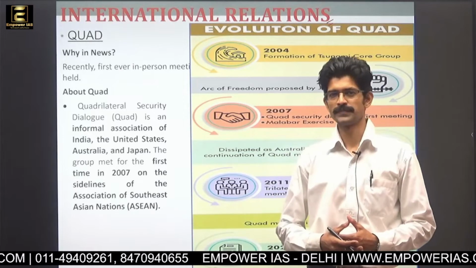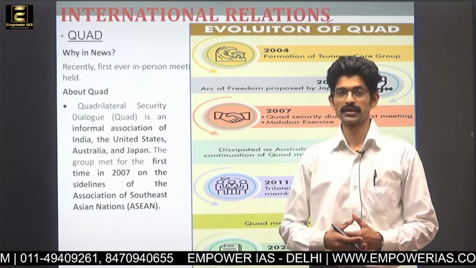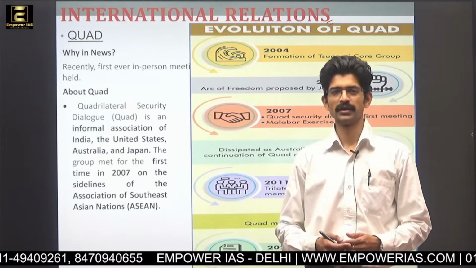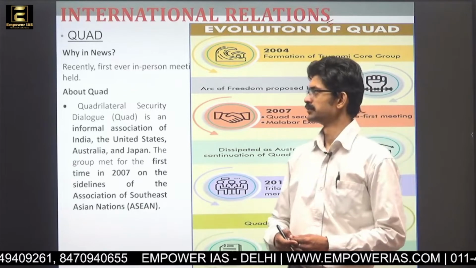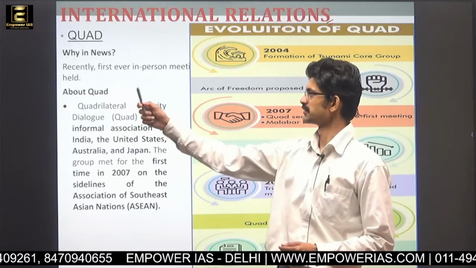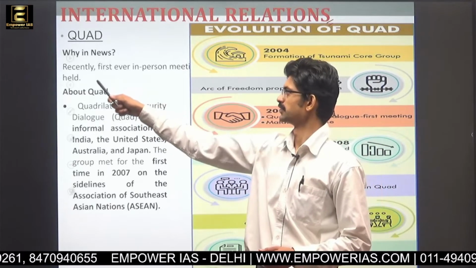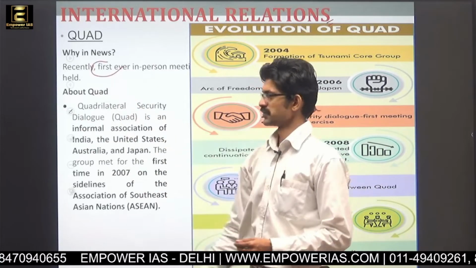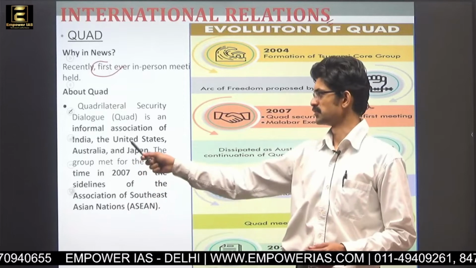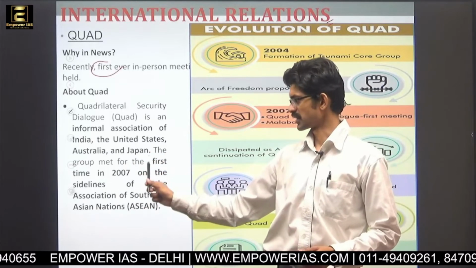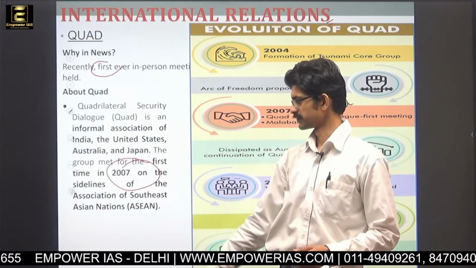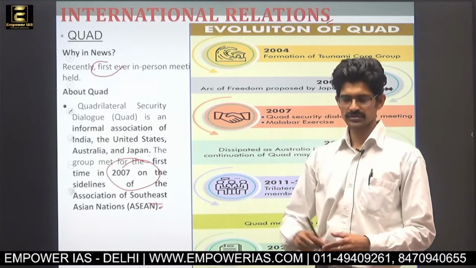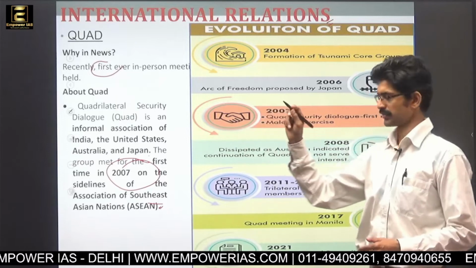And what is Quad? That is a quadrilateral exercise group between India, Japan, USA and United Kingdom. So there was a first ever in-person meeting held by the Quad members, which was held between India, US, Japan, and it was started in 2007 on the sidelines of the Association. So let us look into the brief background of Quad meetings.